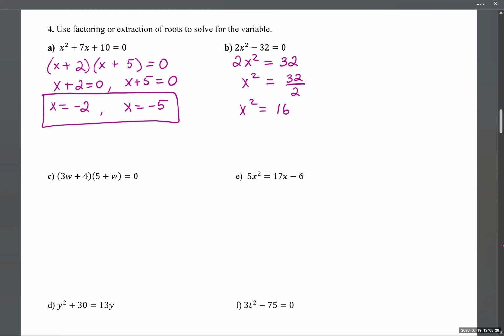Now you can go ahead and take the square root of both sides to get rid of the square on the x. When you're taking the square root of the right-hand side, please don't forget the plus or minus before it. So x equals plus or minus 4.